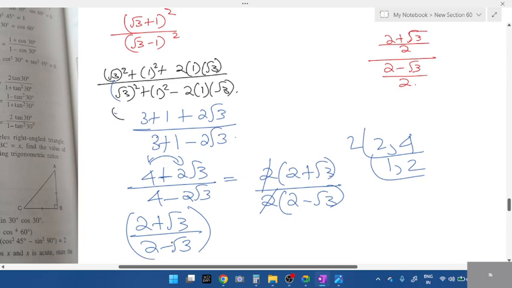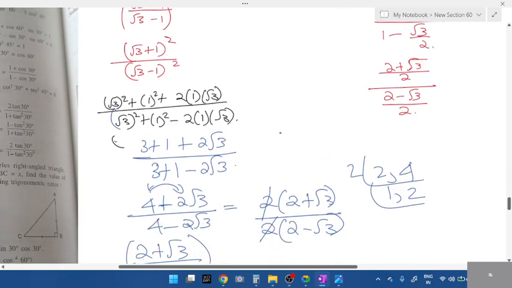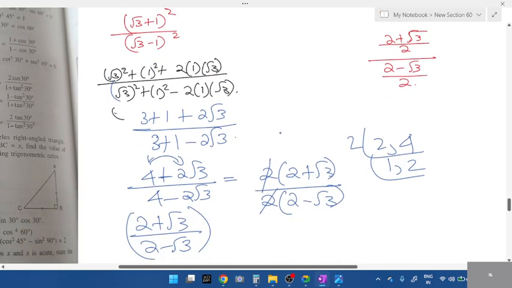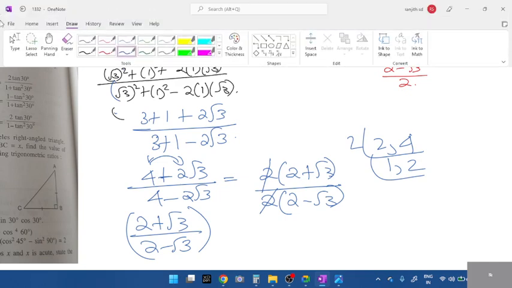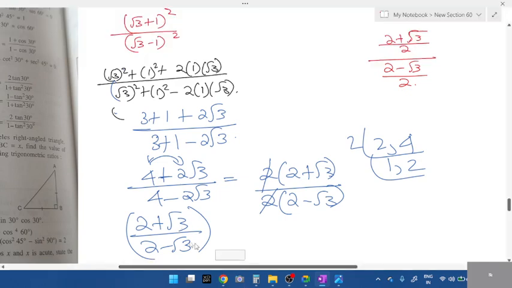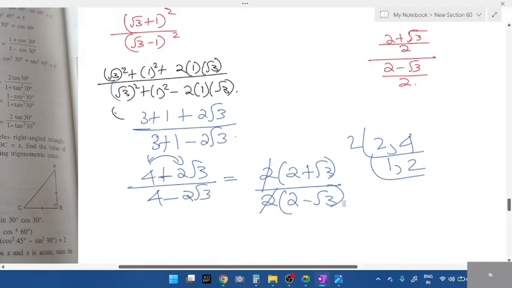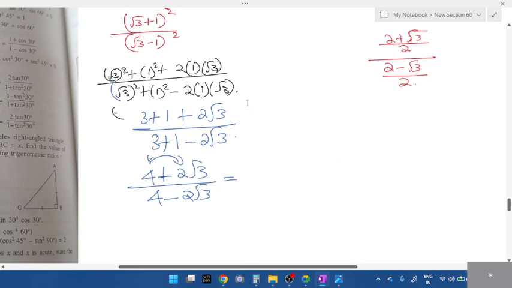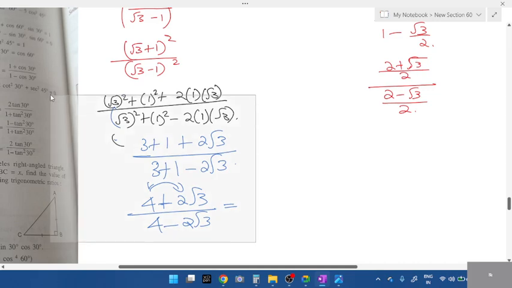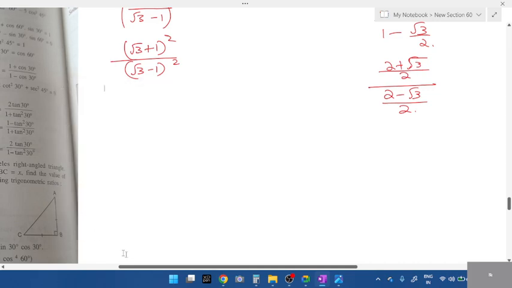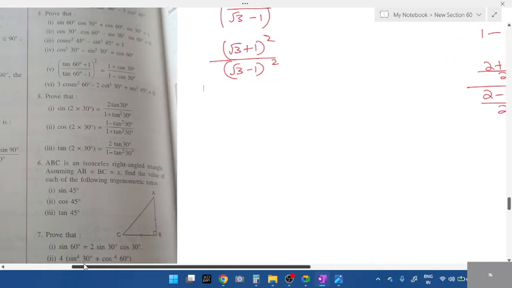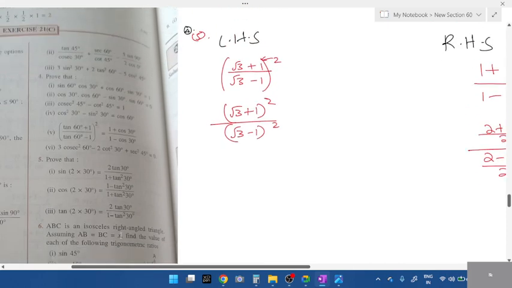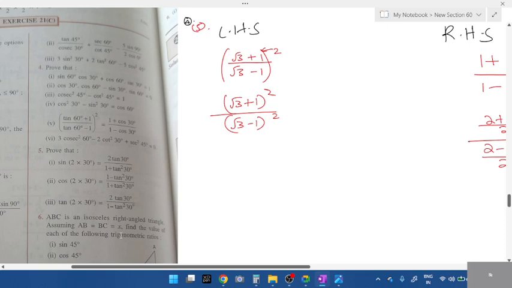Understood left hand side calculation? LHS? Any doubts? Both of you all? Which question are we solving? Can you tell me the question? Okay, fourth main, fifth one.